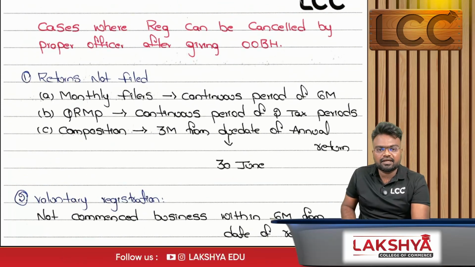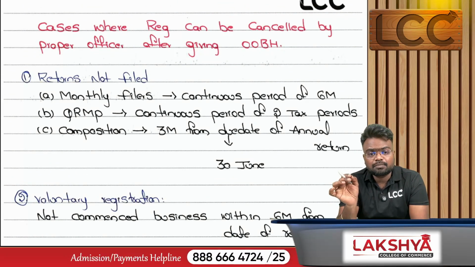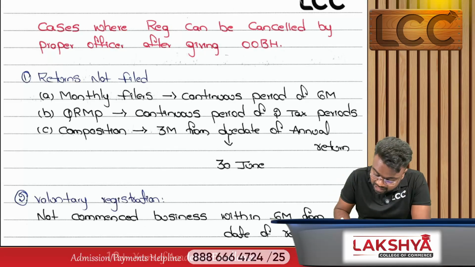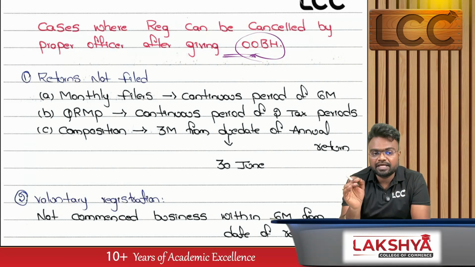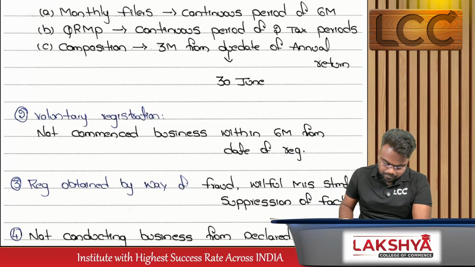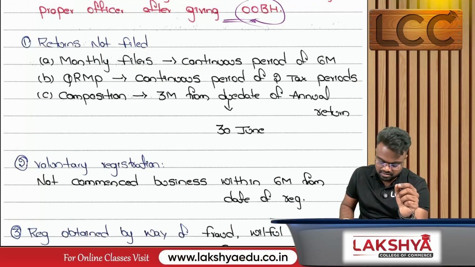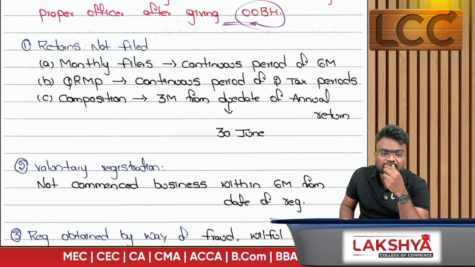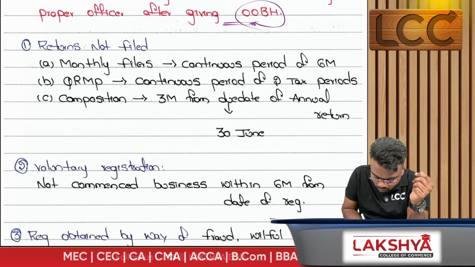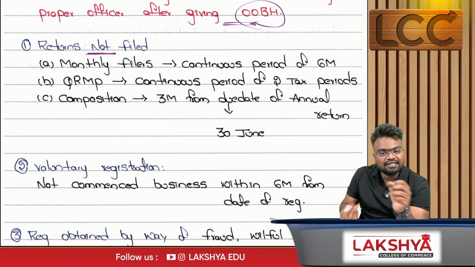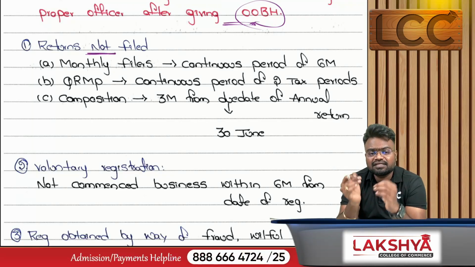So these are cases where registration can be cancelled by the proper officer only after giving an opportunity of being heard. First case, returns. What is a returns case? If you have not filed any of the returns, in that case, the proper officer can cancel registration.